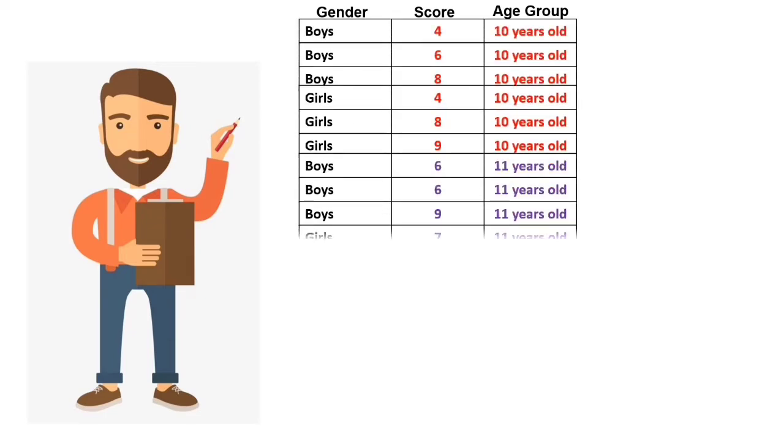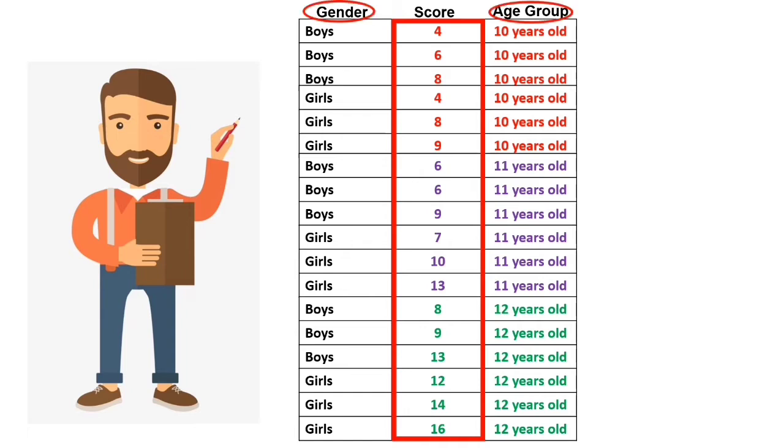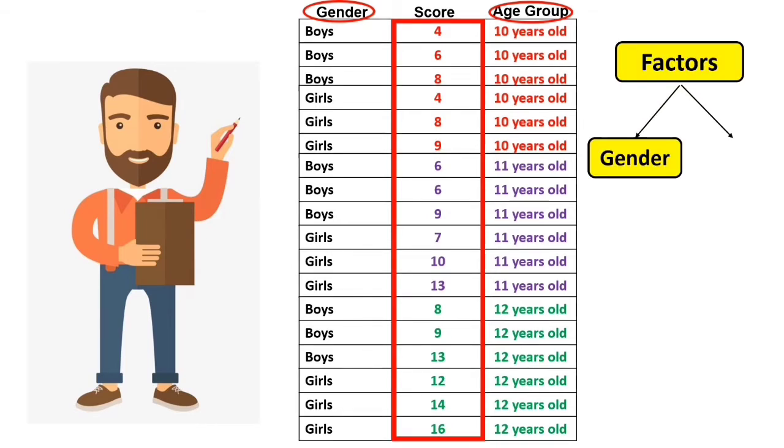So, given an arithmetic test to boys and girls of different ages: boys and girls who are 10-year-olds, boys and girls who are 11-year-olds, and boys and girls who are 12-year-olds. And in the middle are their scores. I want to determine whether gender or age group or both impact the test scores. So I have two factors, gender and age.